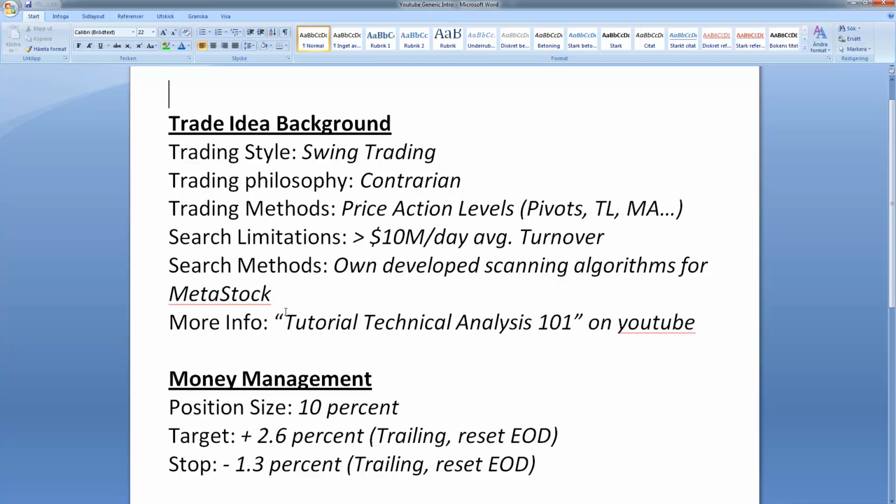The method I use is coming from price action, and that's pivots, trend lines, moving average. I'm only looking at stocks that trade with a daily average of more than $10 million or equivalent in euros or pound sterling. I search with my own developed scanning algorithm. They are built with Metastock.